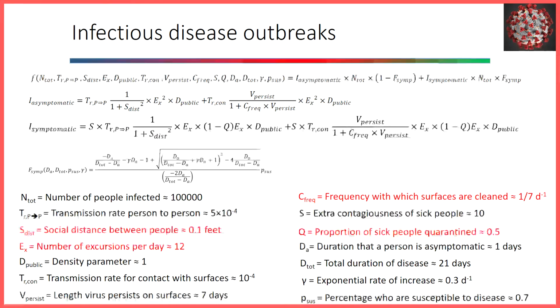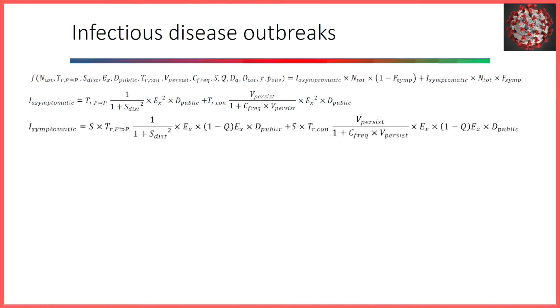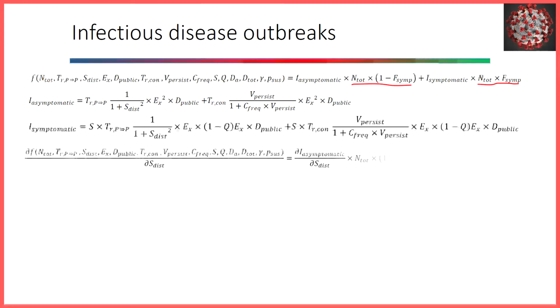First, let's note that none of those red parameters are in the function for fsimp. So we'll be able to treat that as a constant that is equal to 0.1674. That will simplify things for us. Okay, let's start by taking the partial derivative with respect to social distance between people, or s_dist. The partial derivative of f with respect to s_dist means taking the partial derivative of f while all the others remain stationary. Since n_tot and fsimp are not functions of s_dist, we can treat them as constants, which means that our partial derivative of f with respect to s_dist will be equal to the partial derivative of I asymptomatic with respect to s_dist times n_tot times 1 minus fsimp plus the partial derivative of I symptomatic with respect to s_dist times n_tot times fsimp.